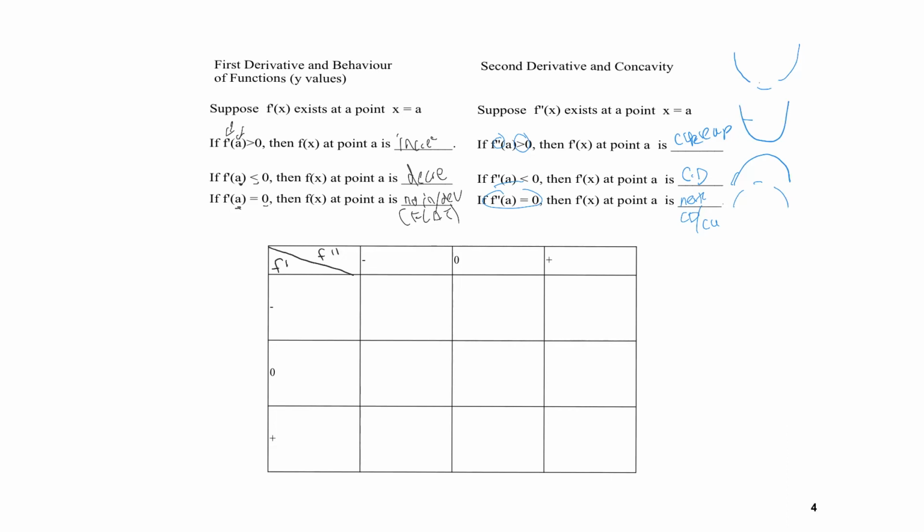So let's have a look at it. We're going to blend in the first derivative and second derivative and see what the graph would look like if something has two conditions.